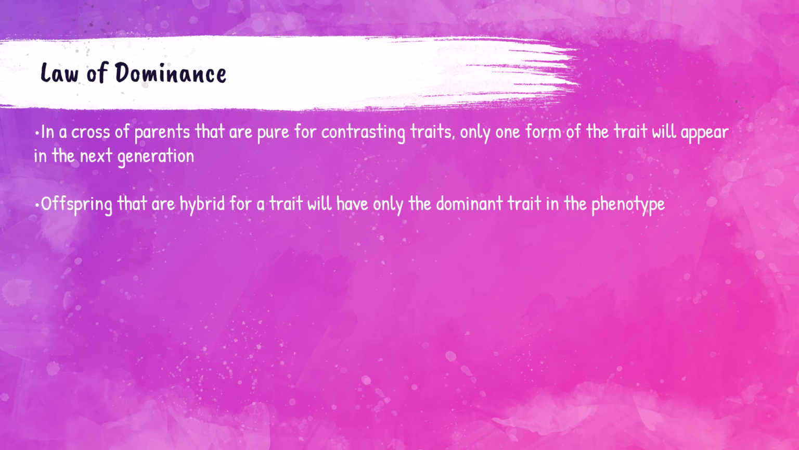Now that we've discussed Punnett squares, let's talk a bit about inheritance patterns and their examples. Gregor Mendel determined 3 laws of inheritance. The first one is the law of dominance. This means that in a cross of parents who are pure for a contrasting trait, only one form of the trait will appear in the next generation. The hybrid offspring will exhibit only the dominant trait in the phenotype.